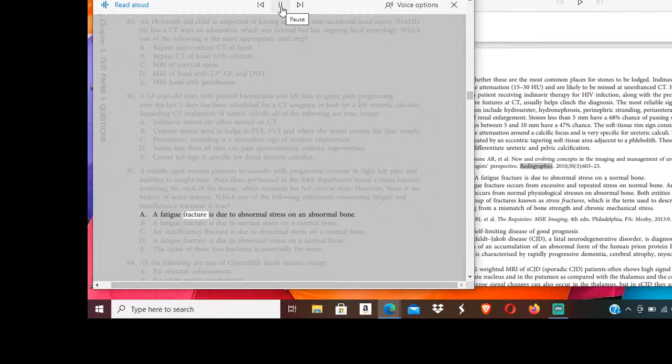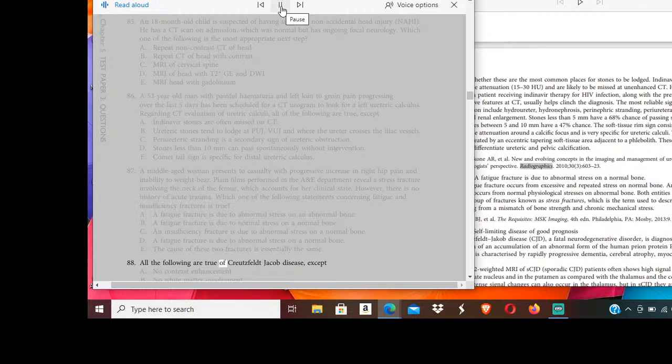A. A fatigue fracture is due to abnormal stress on an abnormal bone. B. A fatigue fracture is due to normal stress on a normal bone. C. An insufficiency fracture is due to abnormal stress on a normal bone. D. A fatigue fracture is due to abnormal stress on a normal bone. E. The cause of these two fractures is essentially the same.